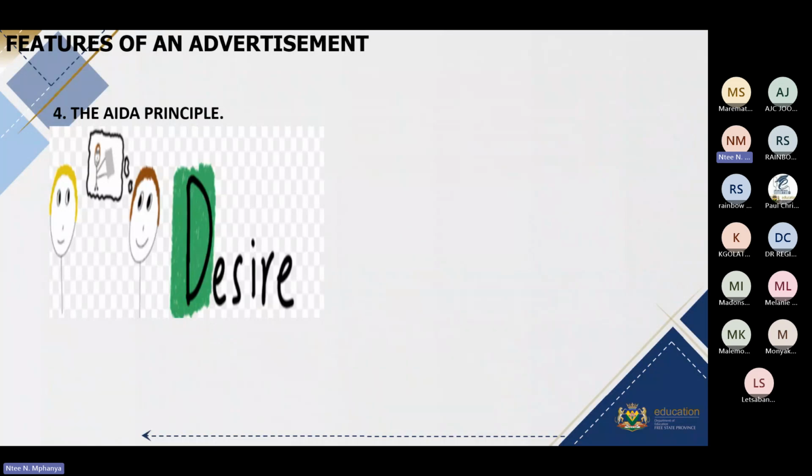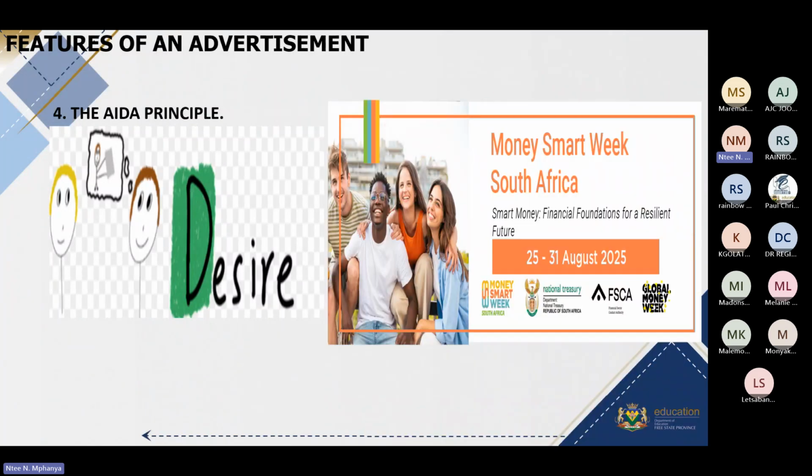Then, once your interest has been sustained, they create a desire. The goal here is to make consumers feel they need or want the product or service. Here, I've used the information advert, not the product or the service, but the information advert on Money Smart Week South Africa.